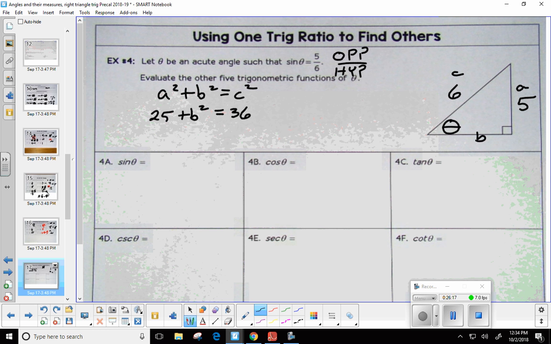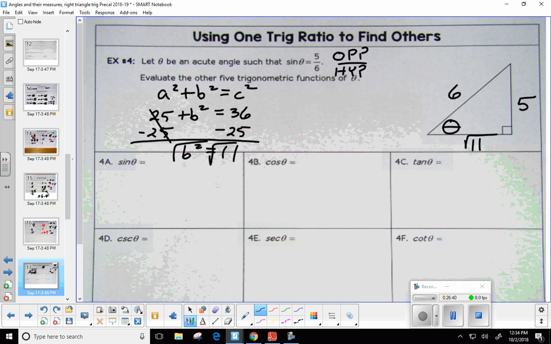36. Okay, and Nathan said we're going to subtract. Opposites cancel. B squared is equal to 11. How do I get B? Take the square root. Okay, so let me take these letters off right here. So I just found this missing side to be square root of 11.